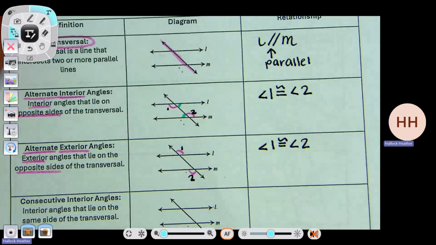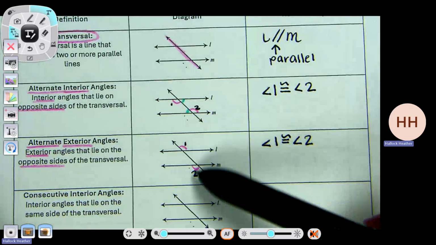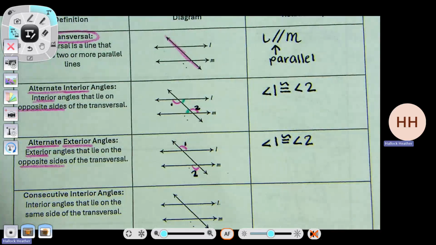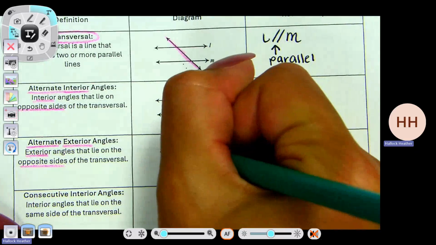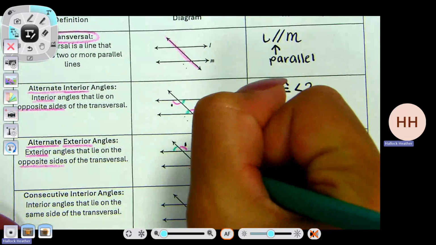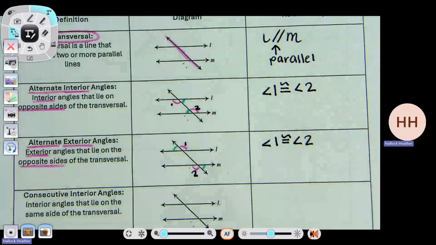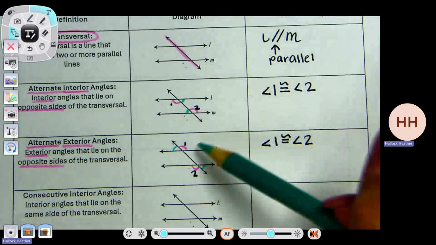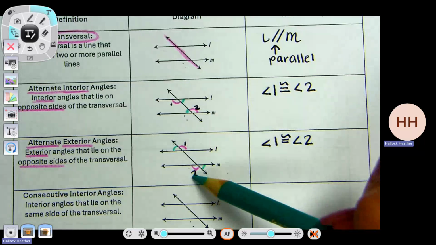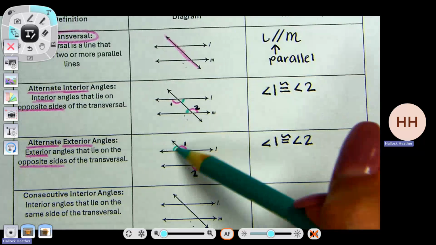And just like alternate interior, you have 2 sets. You have the obtuse angles, and then you have the other ones on the outside. You have the alternate exterior acute angles. So they're both on the outside. They jump across the transversal. Do you see what I mean by it jumping across the transversal? Jumps across. So they are both acute, both obtuse.